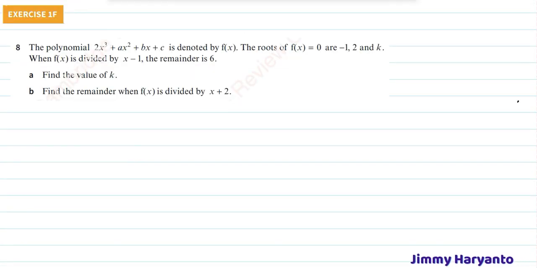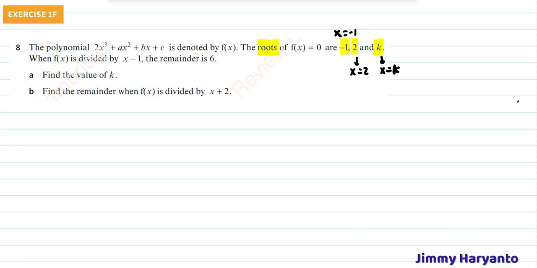Okay, next is exercise 1F, question 8. The question says the roots of f(x) equals 0. The question already said roots and also said that f(x) equals 0. Actually, if the question didn't tell you this, when you read roots, that means f(x) equals 0. The roots themselves are negative 1, 2, and k. Roots means the value of x.